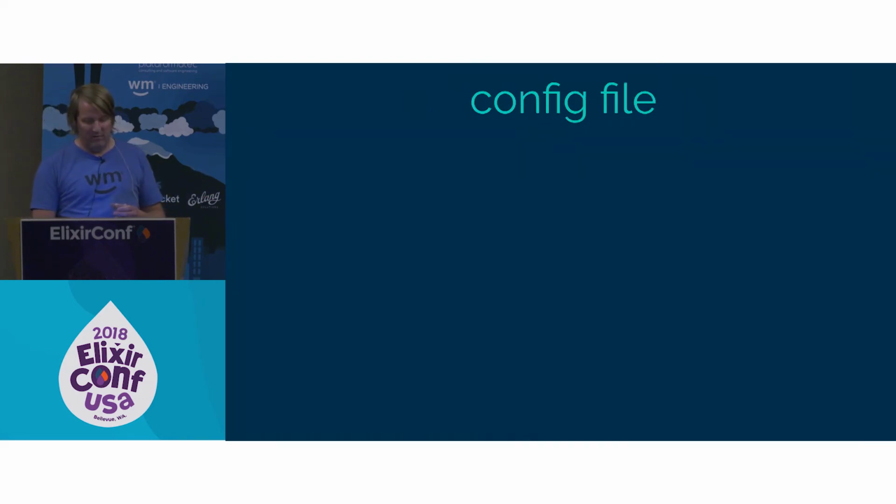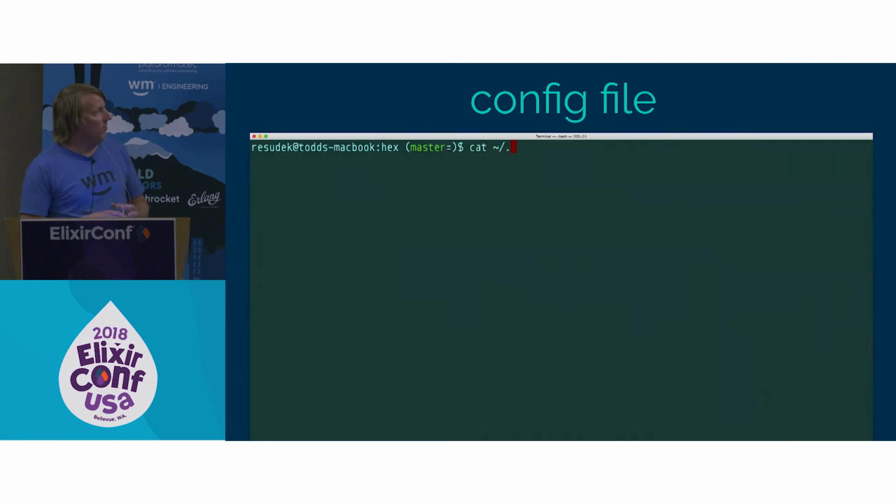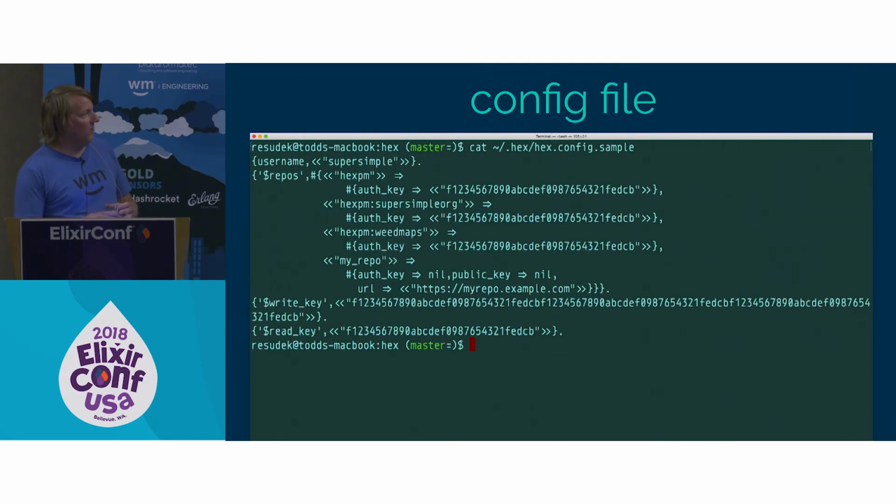But there are a couple of other configs that you should probably be aware of. So I'll just show you real quick what a config file looks like if you browse that. You see the top line there is my username. And then anything that starts with a $, so you see repos, write key, API read key, for instance, those are the ones that Hex is using internally. So $ means internal usage. Not $ means that's something that you set up yourself.